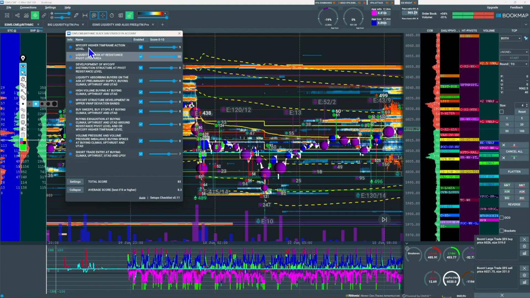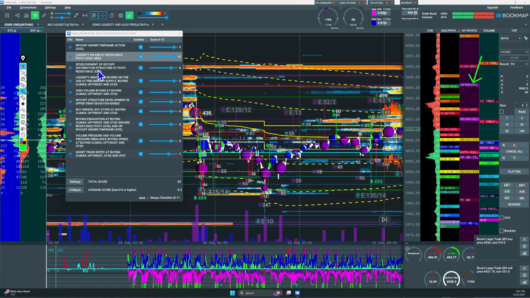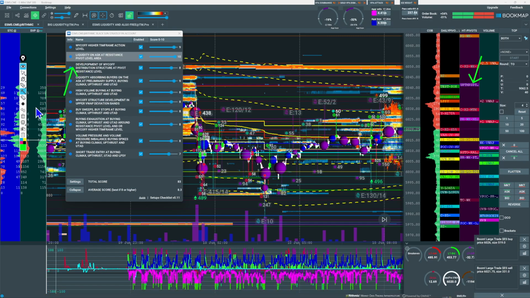Right, so my checklist is Wyckoff higher time frame action level, which is going to be this development, and I still haven't changed this spelling right there. That's wrong, right? So development of Wyckoff distribution structure at pivot resistance level, right?